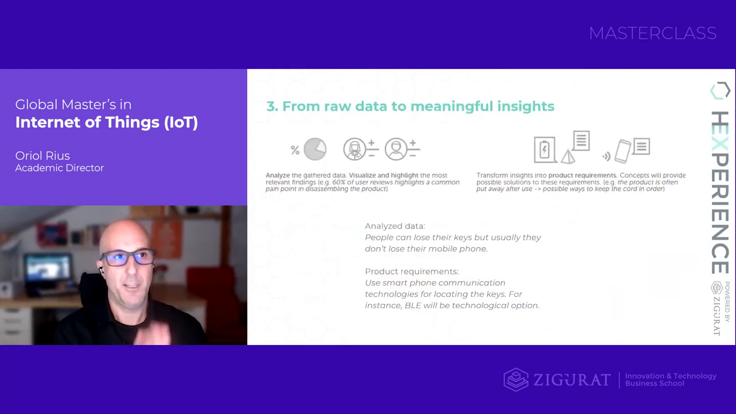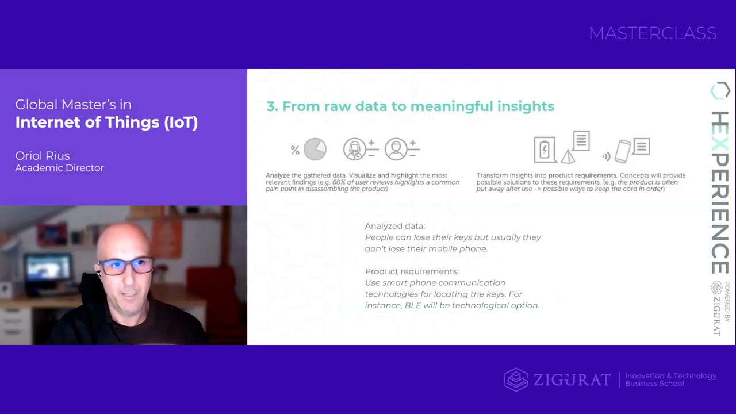At the end of this iteration, what you have to do is convert your raw data to meaningful insights. An example of that could be, as you can see here, analyzed data says people can lose their keys, but usually they don't lose their mobile phone. This is a hypothesis. That is something that we can learn, an insight that we can get by analyzing data.